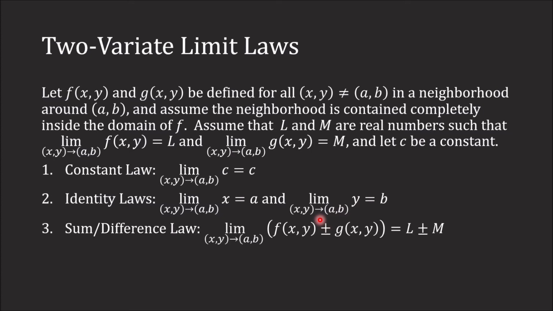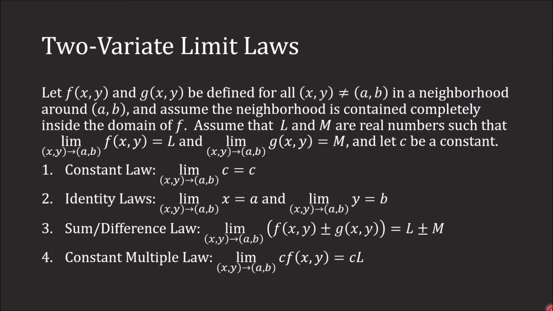So now we have the sum difference law. The limit of f plus or minus g is just L plus or minus M. So again, completely analogous to the single variate sum difference law. The limit of a sum or difference is the sum or difference of the limits. Constant multiple law: the limit of c times f is just c times L. Again, this is completely analogous to single variate. The limit of a constant multiple is the constant multiple of the limit.